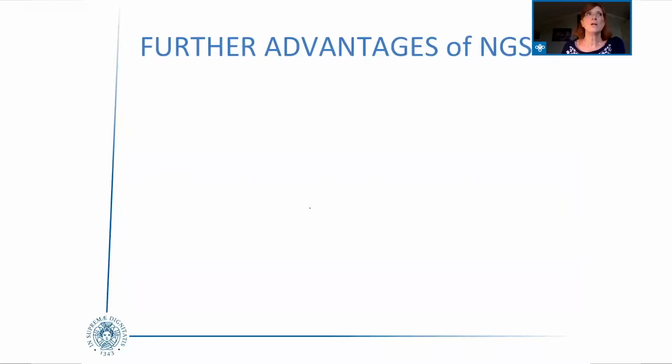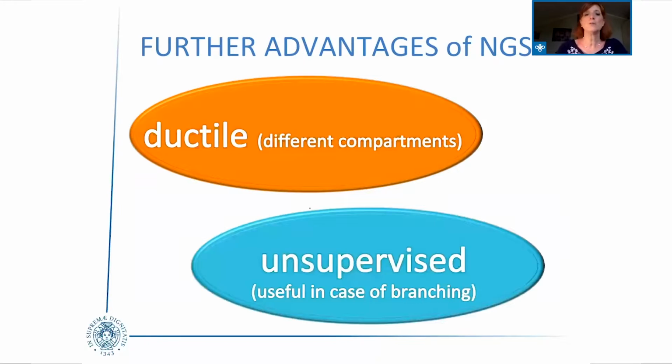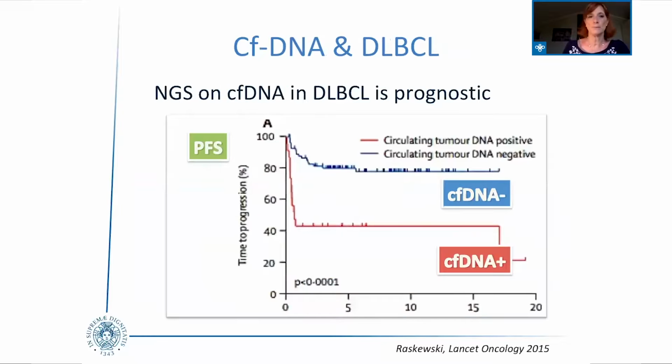I think that NGS could have 2 further advantages. The first one is that NGS can be used in different compartments, and the second one is that NGS is an unsupervised tool for assessing MRD. The so-called third compartment, plasma, can be relevant when we use NGS for assessing MRD on cell-free DNA. And you can see here the progression-free survival, different curves, when we use NGS for testing MRD on cell-free DNA.